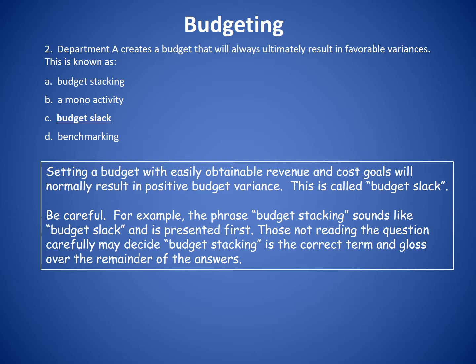Now, this is where you also have to be careful with the way examiners may ask questions. For example, the phrase budget stacking sounds a lot like budget slack. Plus it presents it first, and students tend to look at the answer, and when they see what they think is the answer right away, they go ahead and select it without reading all the potential answers. So if you're not reading the question carefully, you may decide that budget stacking is a correct term and gloss over the remainder of the answer.